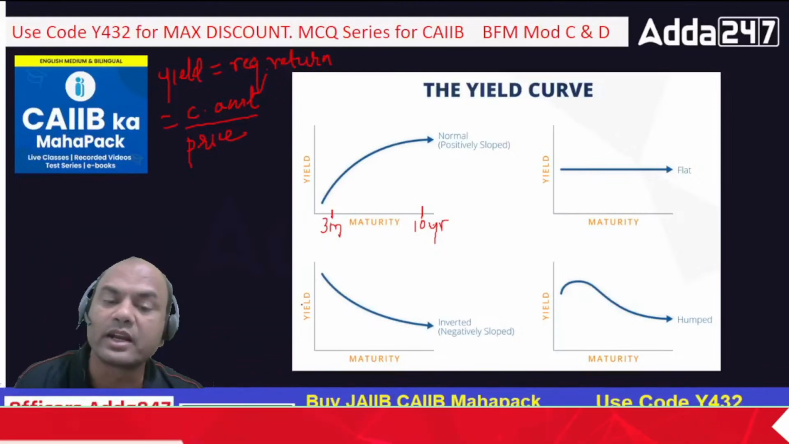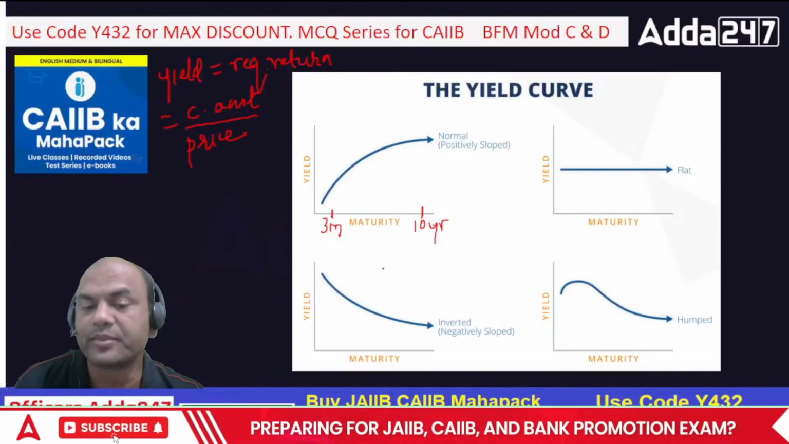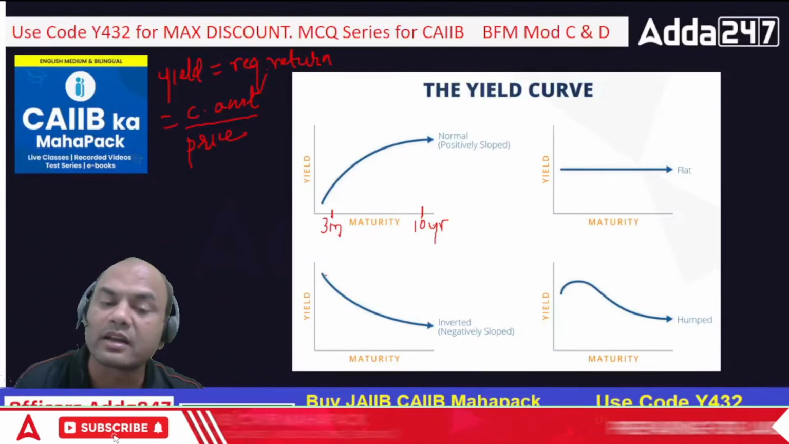Now the second one which you get in the exam is the inverted yield curve. Inverted means what? The expected return for 3 months.